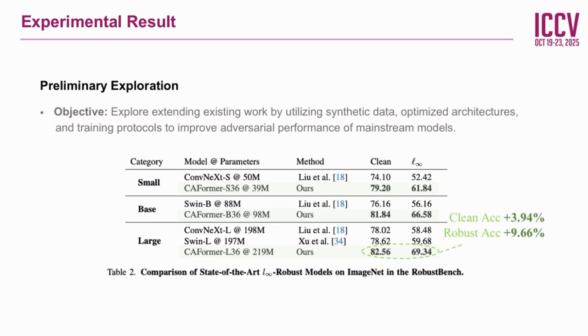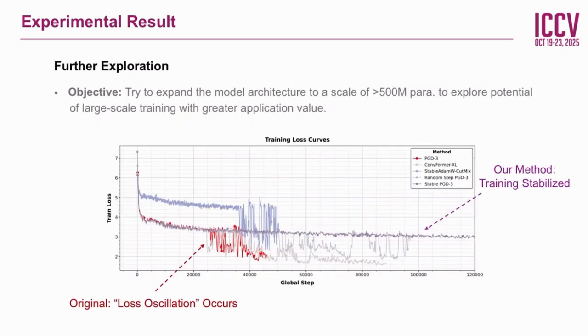Now let's look at the experimental results. As we mentioned, the preliminary exploration got an initial improvement. This comparison highlights the strengths of our method in improving robustness and clean accuracy, while maintaining competitive standard accuracy. We got large improvements in the mainstream models. We align with the existing benchmark standards and move on to further explorations based on our method.